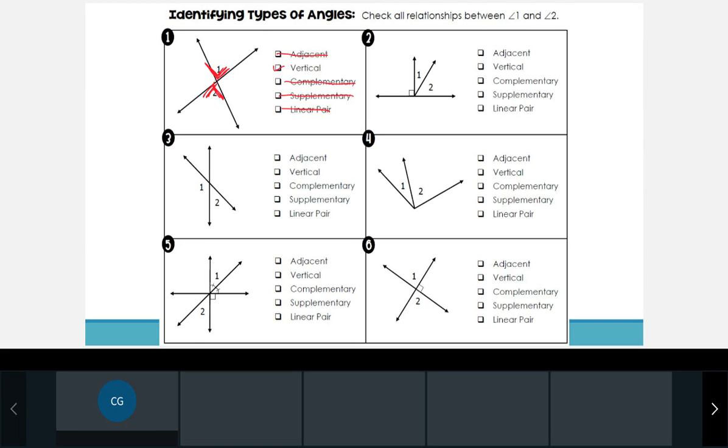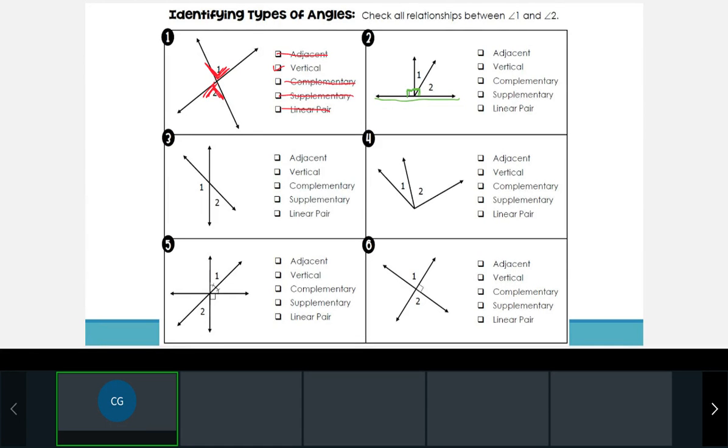All right, let's get number 2. I got angle 1 and angle 2. Here's angle 1, here's angle 2. Well, I see this little box right here. See, that means 90 degrees. Okay. Well, if I have a line and I know this piece is 90, it means this piece over here also has to be 90 because 90 plus 90 equals 180.